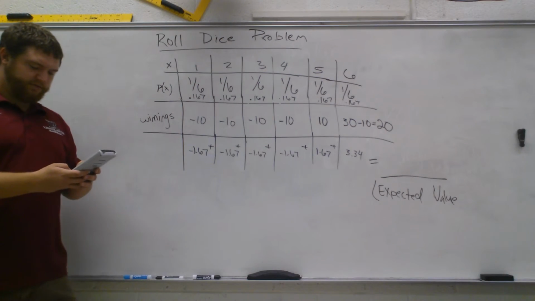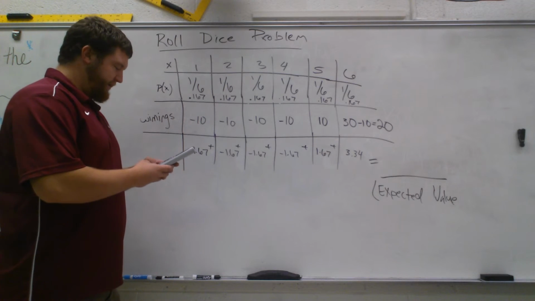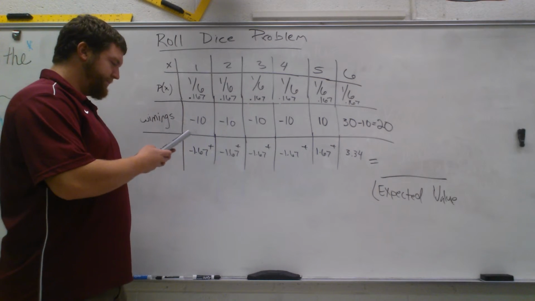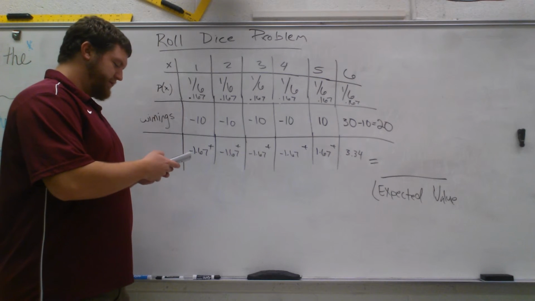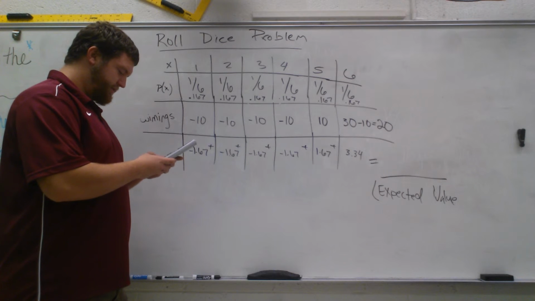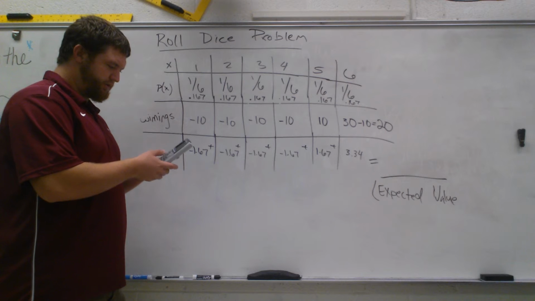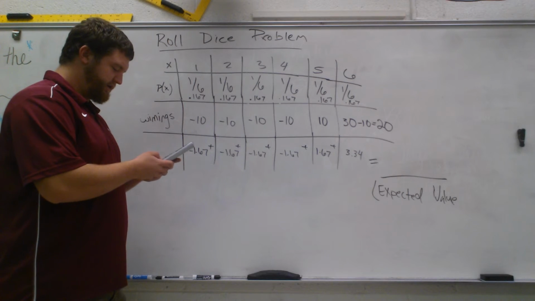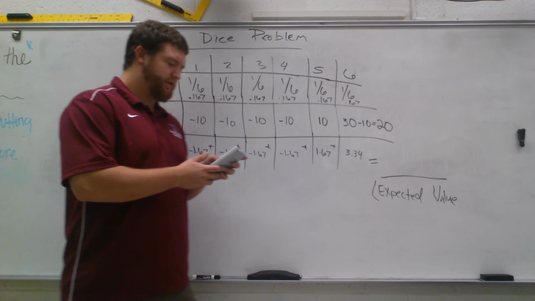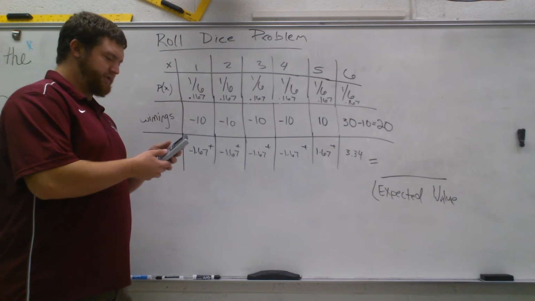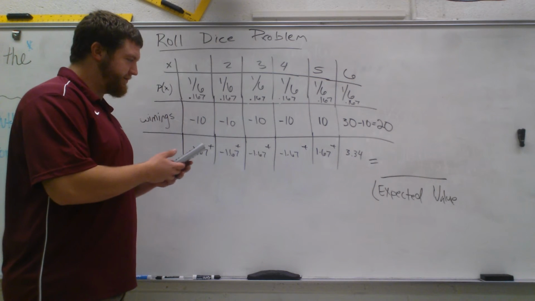Negative 1.67 plus negative 1.67 plus negative 1.67 plus negative 1.67. If I was in front of the classroom, I'd feel really awkward right now because there's all this downtime. But you're not actually in here, so it's weird.